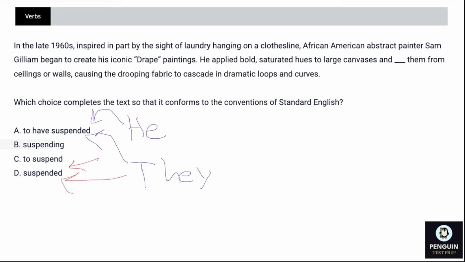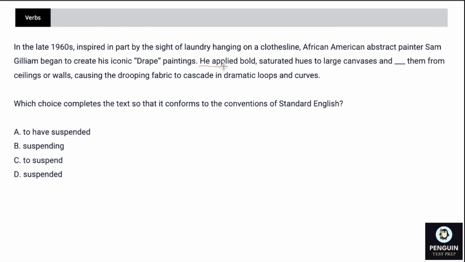Now we know that this is not in fact a subject-verb agreement question, but instead it has something to do with tense. So instead, we're going to take a look at the rest of the passage and try to figure out what makes sense based on tense. Starting from this sentence first, in case we are able to get away with it. He applied bold, saturated hues to large canvases and suspended them from ceilings or walls, causing the drooping fabric to cascade in dramatic loops and curves.